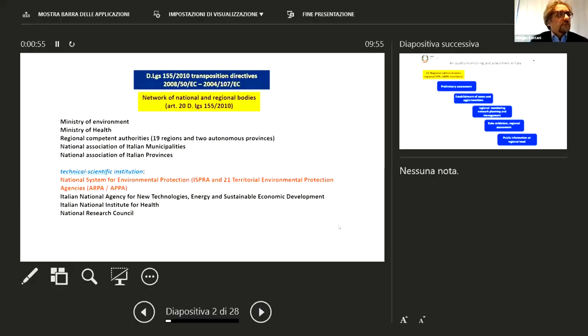I'm going to talk about our activities in the air quality framework regarding the EU directive. We have a quite complex system that involves several bodies, as administrative bodies and technical scientific institutions. We are the National System for Environmental Protection, and we work together with several environmental protection territorial bodies that work in our 19 regions plus 2 autonomous provinces.